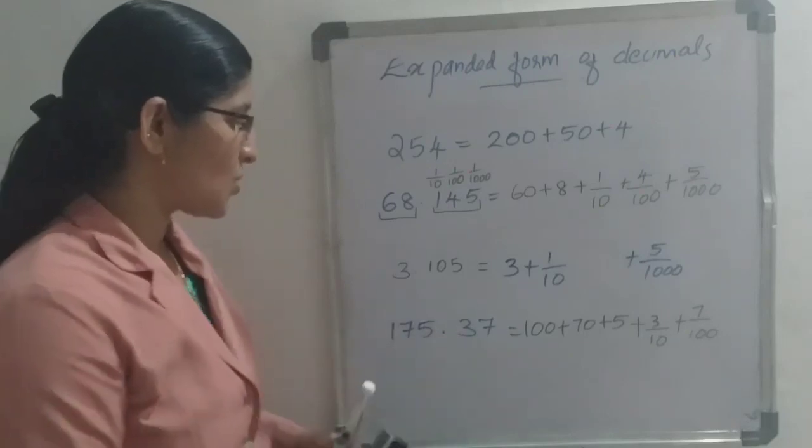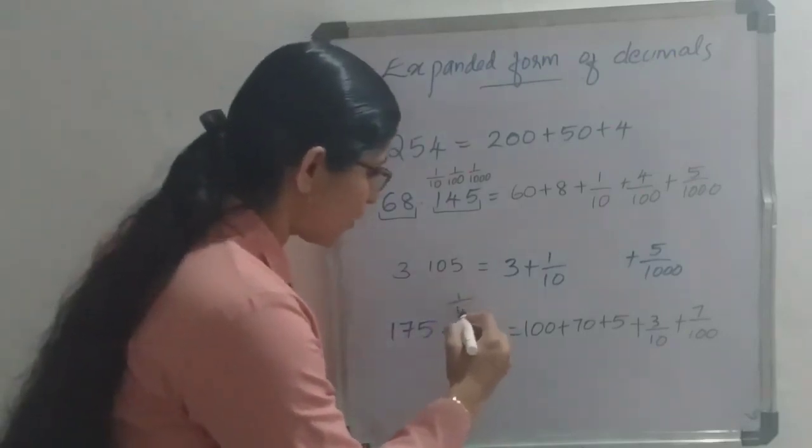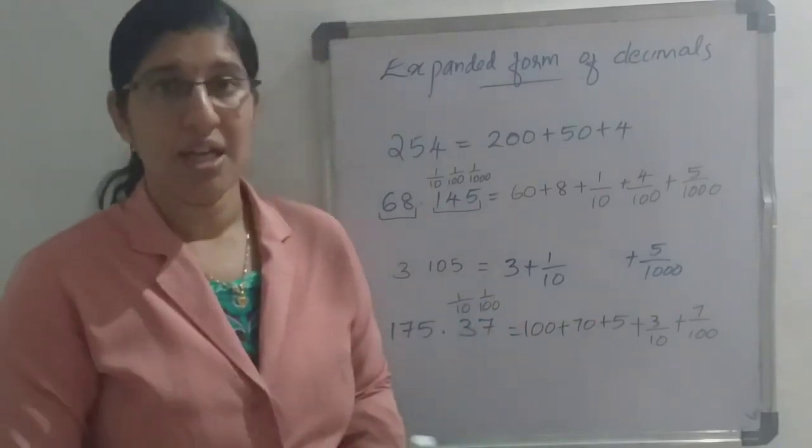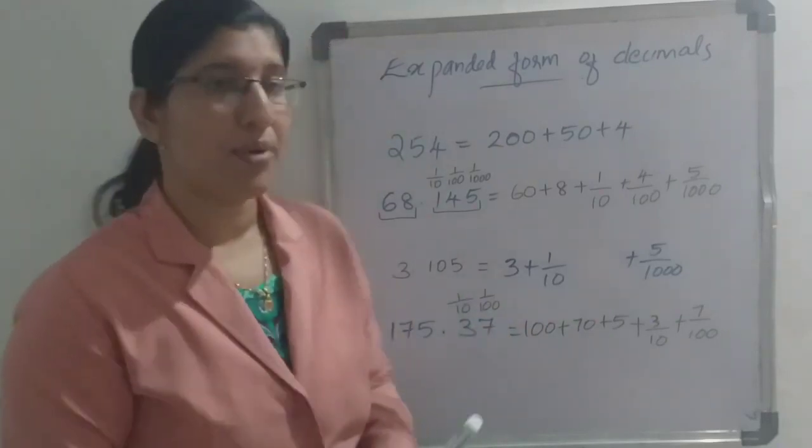It is after the decimal, so you have to put the place value. According to place value only you need to write. So it is 3 by 10 and 7 by 100. This is the method of writing the expanded form of decimal.